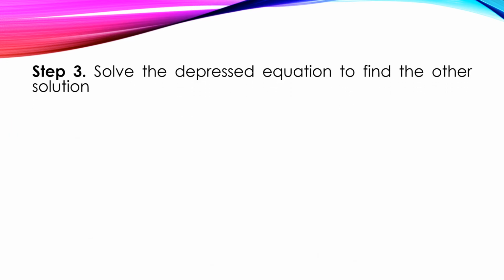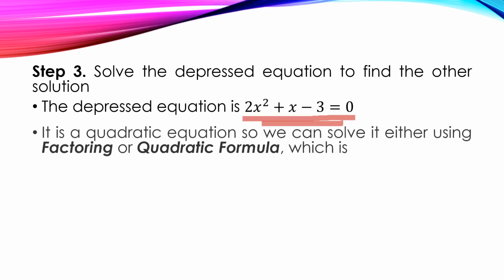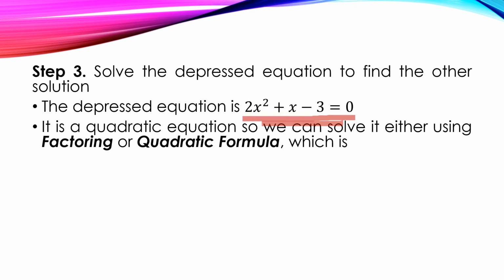Okay. So, for our step 3, solve the depressed equation to find the other solution. So, this is our depressed equation. Now, I have 2x squared plus x minus 3 is equal to 0. At dahil ito ay quadratic equation na, pwede nyo nang i-apply yung process ng factoring nung kayo ay grade 8, grade 9, naituro yan. Mas mabilis yan, no? Yung factoring or quadratic formula.